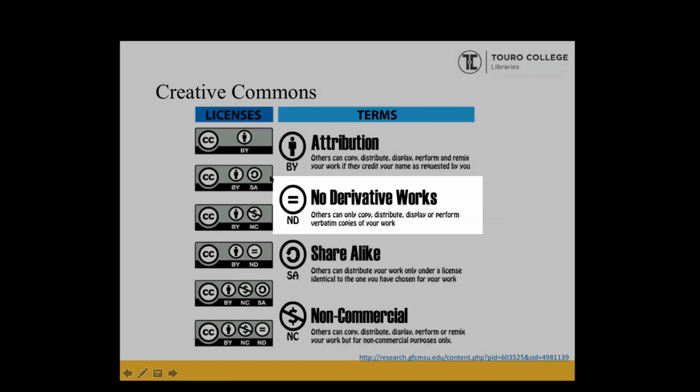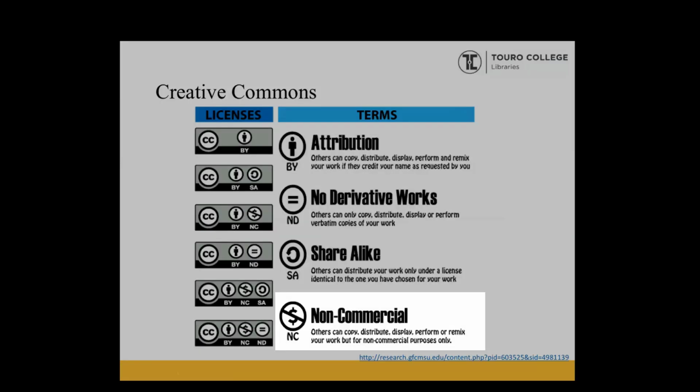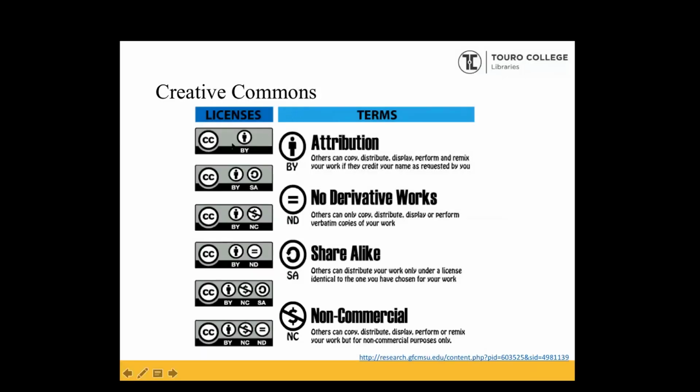The second characteristic is no derivative works, so that if you choose to release your work under this term, others can only copy and distribute or display or perform verbatim copies of your work. The third is share alike, so that others can distribute your work only under a license identical to the one that you have chosen for your work. And the last one is non-commercial, so that others can copy, distribute, display, perform, or remix your work, but only for non-commercial purposes. By combining these terms, you can have 6 different licenses.